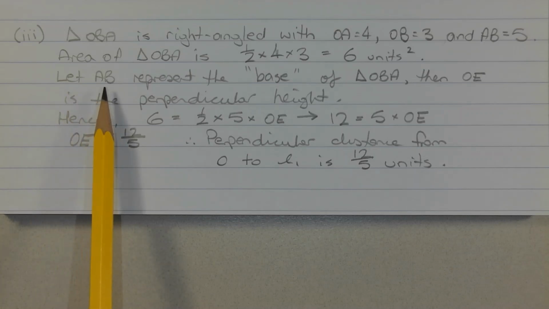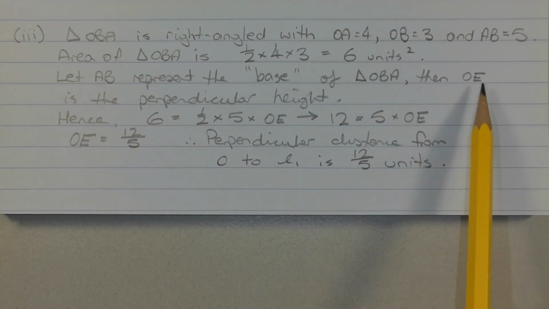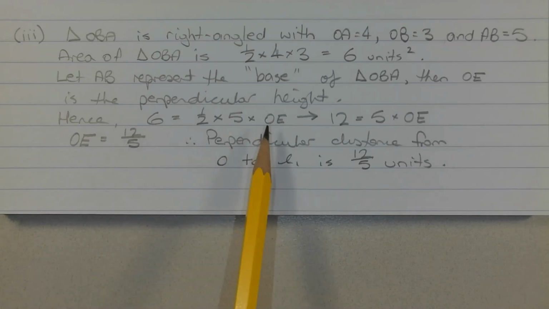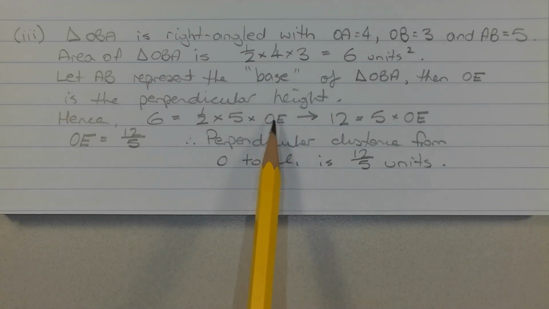Now let AB represent the new base of triangle OBA, then OE is the new perpendicular height, but the area is still the same. Now OE represents the perpendicular distance from the origin to line L1, and that meets line L1 at point E. So using the area formula again, given that the area is 6 square units, we can form an equation, 6 equals half times 5 times OE, and then solve for OE.